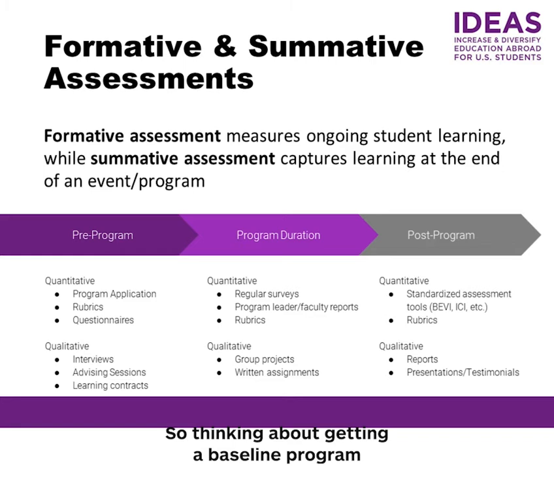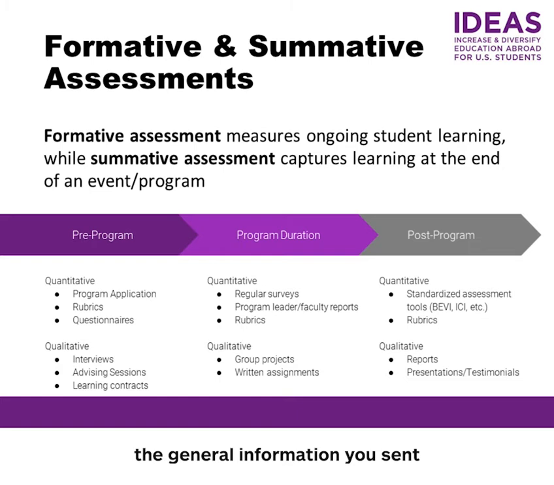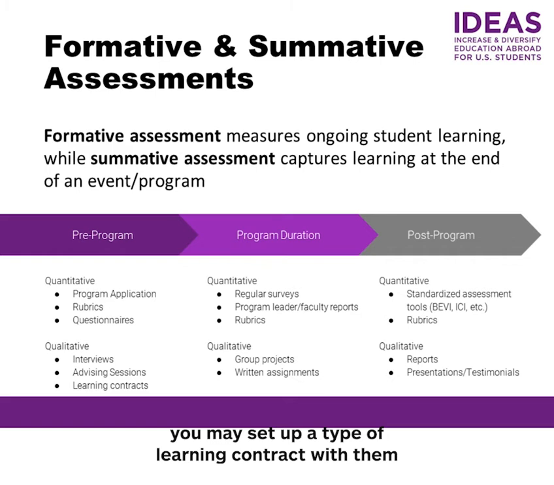So like thinking about getting a baseline of where our students are at the beginning, hopefully we have all our program materials, our brochures, our website, the general information you send to your prospective applicants. Hopefully all these are really explicit about learning outcomes. And then you can also reinforce that during advising sessions with applicants. And even your application process may draw information about where your students are with respect to their knowledge, skills, awareness. And before they even start, you may set up a type of learning contract with them and monitor their progress toward reaching their goals.